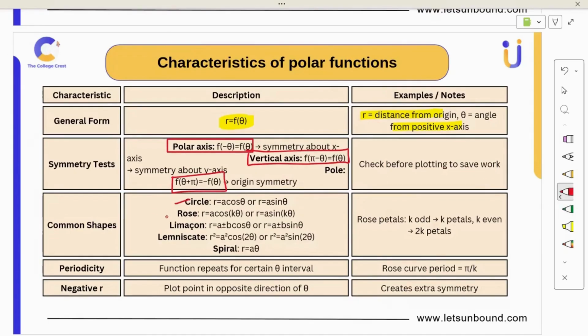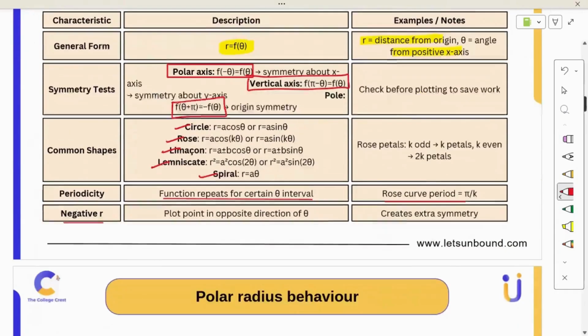And common shapes we already know, we have come across them, so just take a look. And rose petal counts we also know: if k is odd, there are k petals. If k is even, 2k petals. Periodicity: a function repeats for a certain theta interval. For example, we did rose curves, the period is pi by k. For negative r, we will plot it in the opposite direction of theta. This will create one extra symmetry, right?